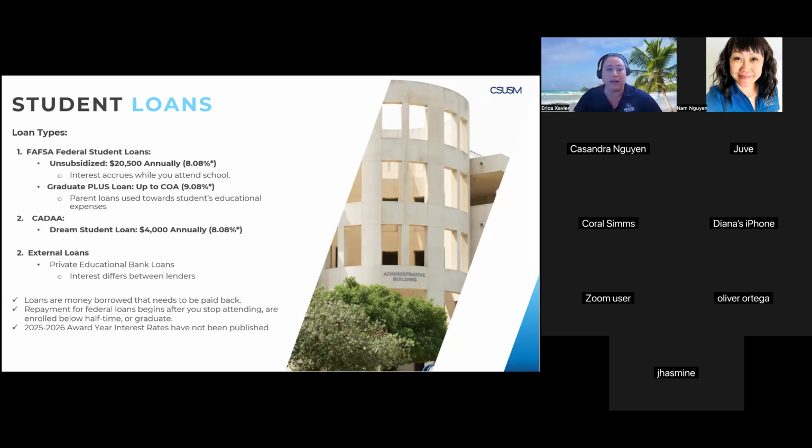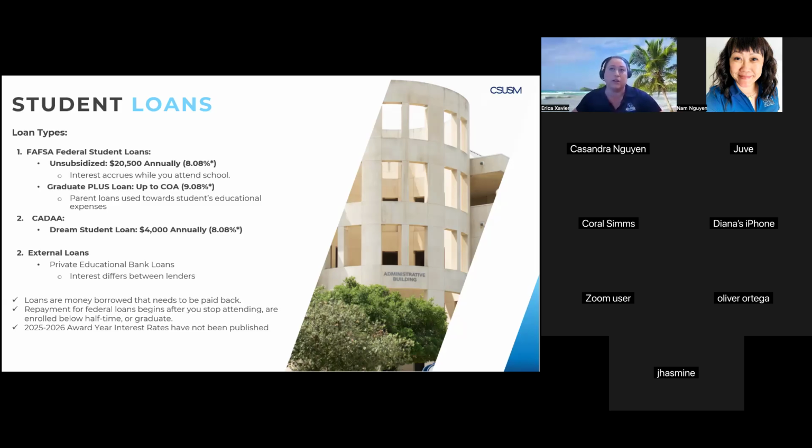The Dream application student loan is $4,000 maximum annually. It's fixed at the same amount as the federal student loans. Graduate PLUS loans for FAFSA filers are credit contingent. The unsubsidized loan is guaranteed. So those are two different avenues and resources for FAFSA filers.